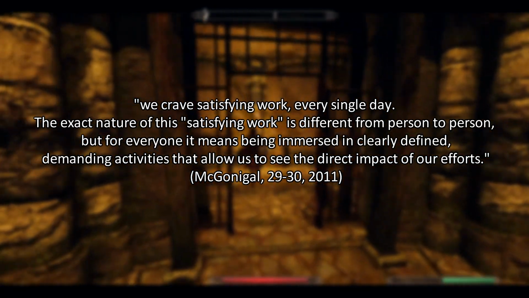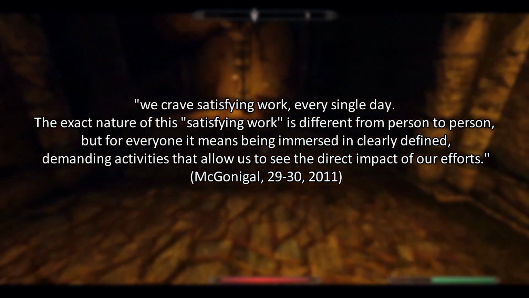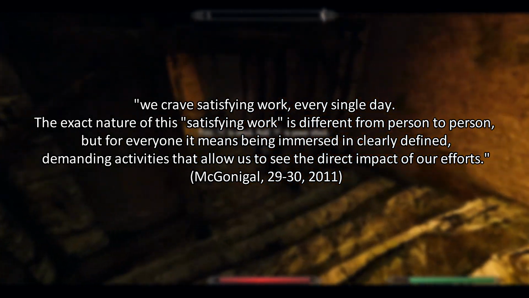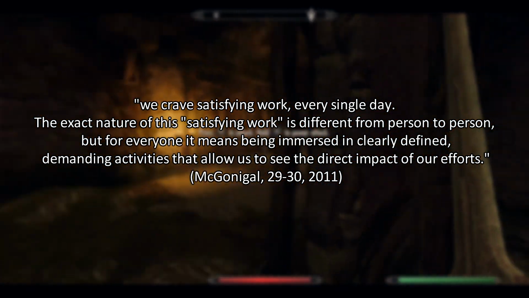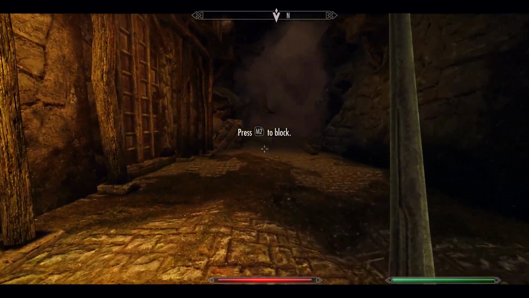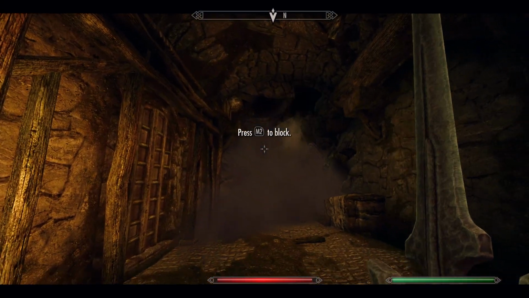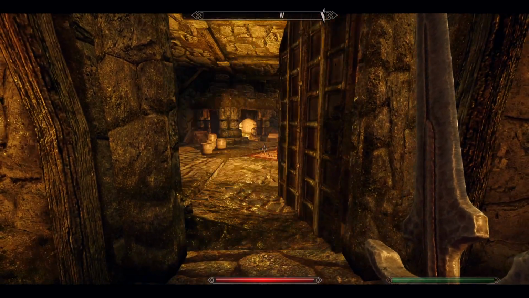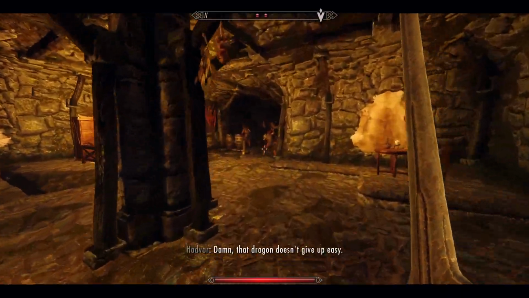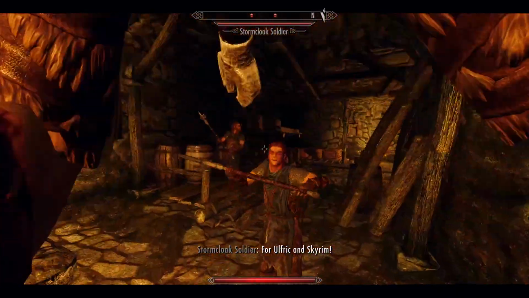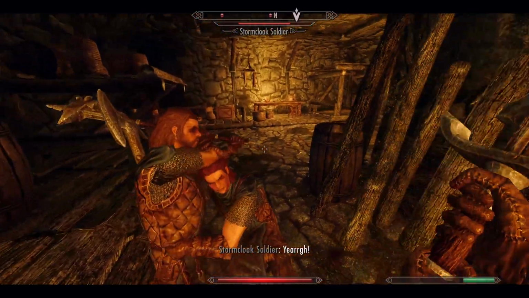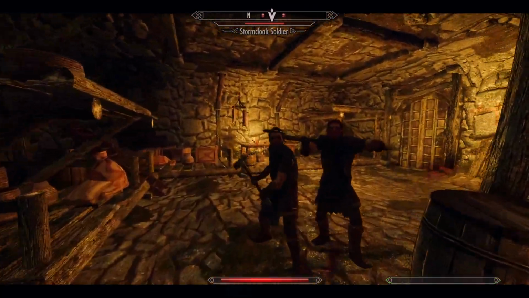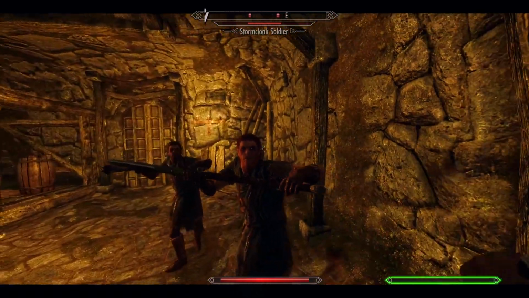According to McGonagall, part of what makes us happy as humans is known as satisfying work, which is being able to become immersed in clearly defined demanding activities. Now don't get me wrong, I'm not trying to say that ambient sound itself is a demanding activity, because it obviously isn't, but it helps to draw the player into the world of a game, which in turn presents them with the demanding activity.